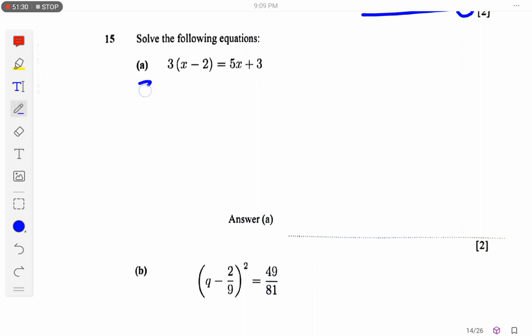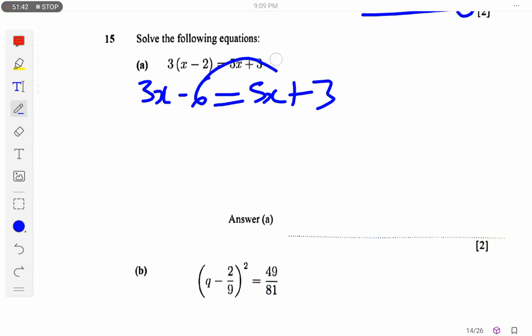3 times x, that's 3x, minus 3 times minus 2, that's minus 6, is equal to 5x plus 3, like that. Okay, so it is easier for me if I take my 6 this side and then my 5 that side. Or else I can take, anyhow it works. Okay, fine, let's do that. So I'll have 5x going this side.